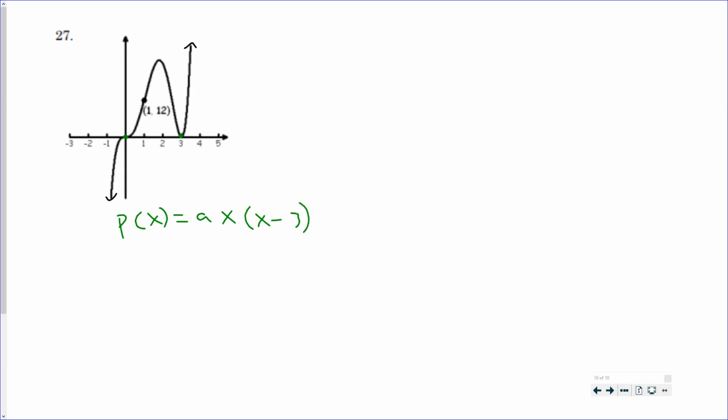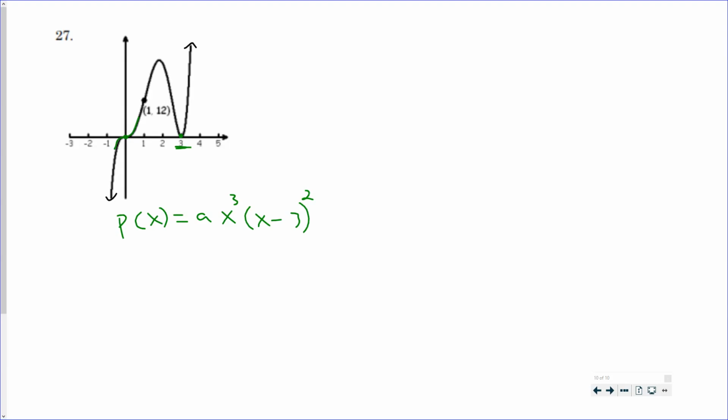And then I need to figure out what the exponents are going to be. At 0, I see that the graph curves in and curves back out, so I'm going to raise the factor that the 0 gives to the third. And at the x-intercept of 3, I bounce off it, so I'm going to give it an exponent of 2. You technically don't need any exponent there, but see how it curves in, curves out, has a concavity change? That's why you have to assume it's 3.